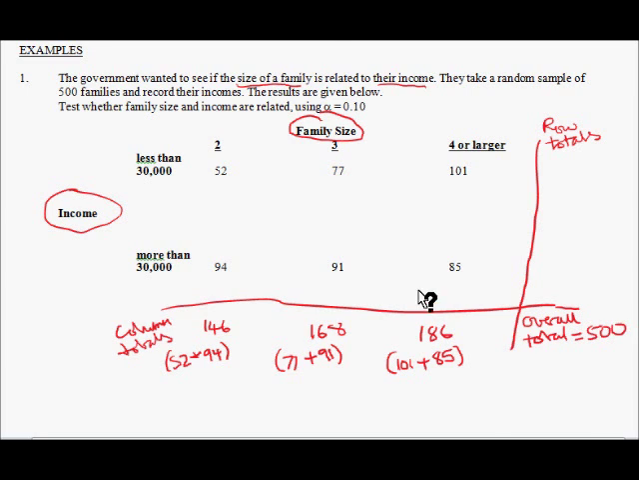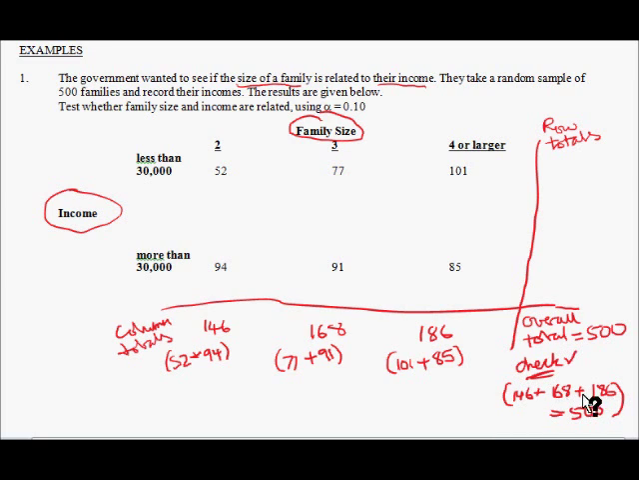So let's do a quick check. 146 plus 168 plus 186. If you add that together, that is 500. 6 plus 8 plus 6 is 20; 20 plus 180 is 200. 140 plus 160 is 300. 200 plus 300 is 500. So that's a quick check, and it seems to work here.